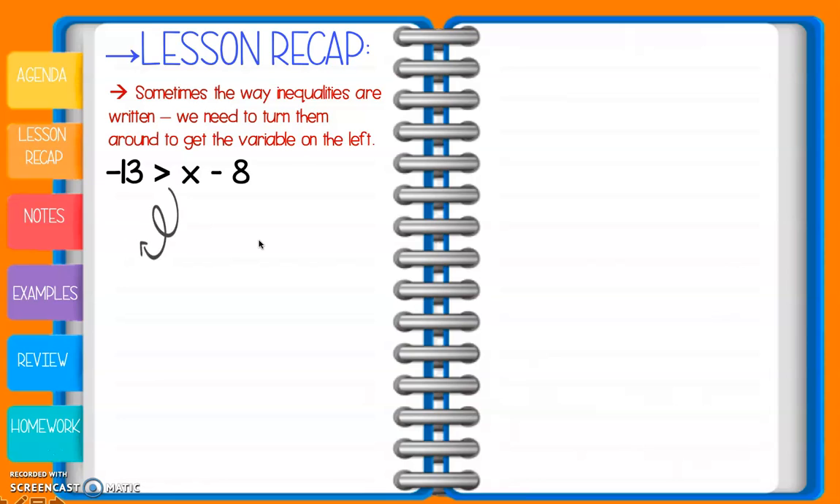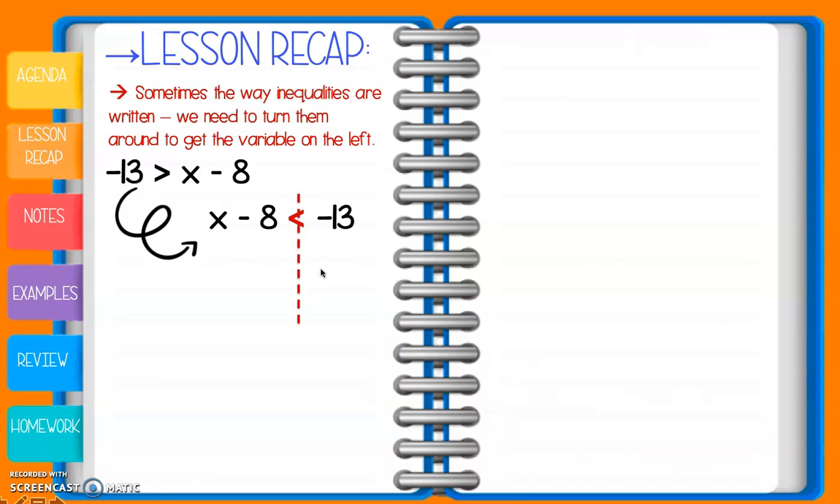So the way that we're going to turn that around is we're going to take our x minus 8, okay? Now, notice that the point is next to the x. So we actually have to make it less than negative 13 because this reads negative 13 is greater than x minus 8. So when I flip it around, I have to make it x minus 8 is less than negative 13. Okay, so we're just going to solve like normal.